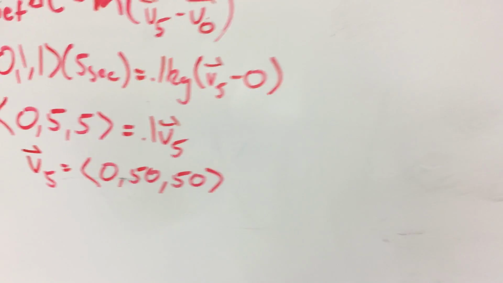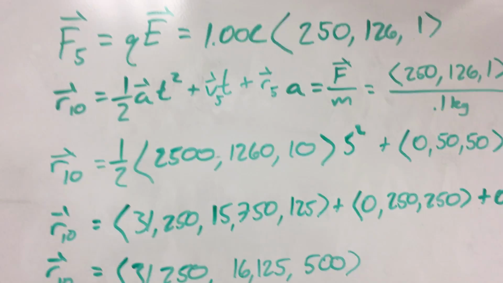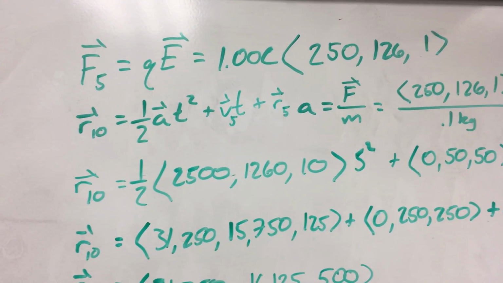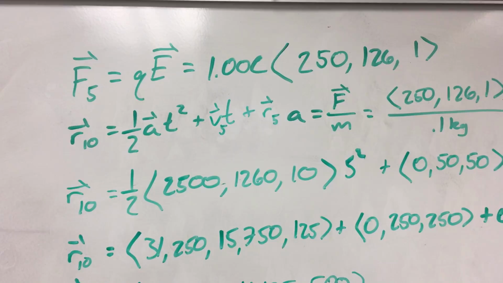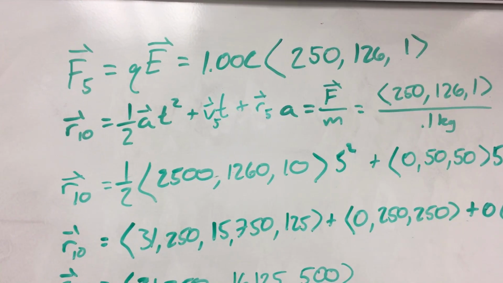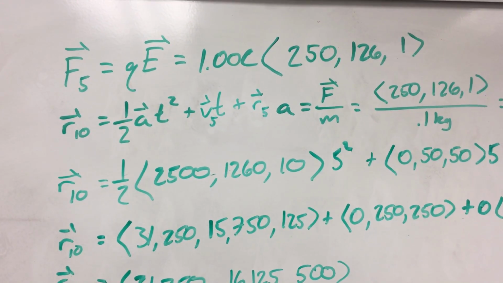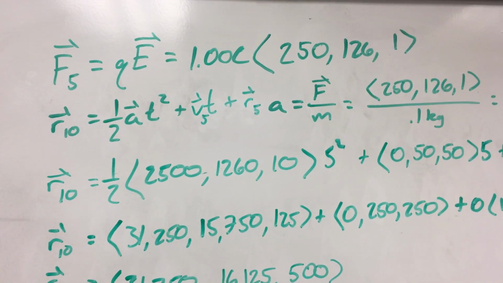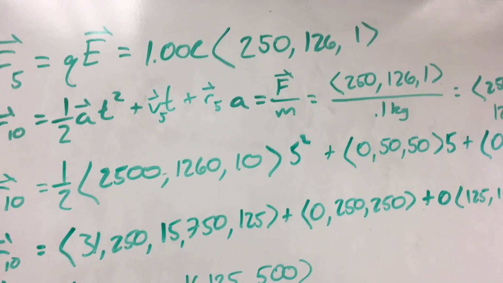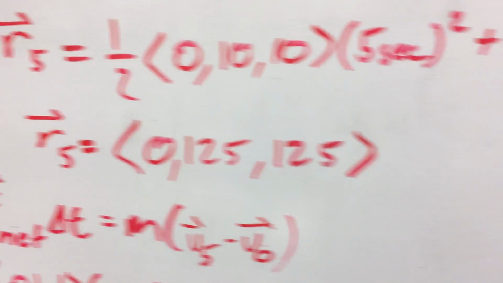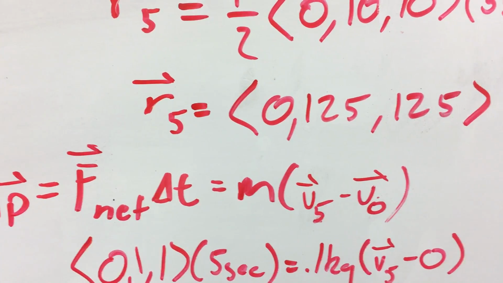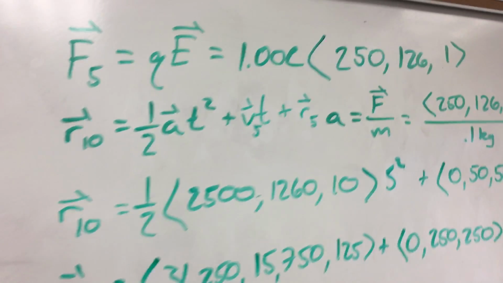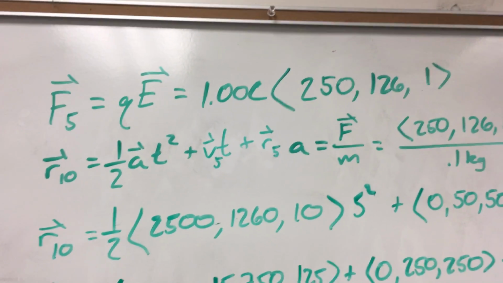So now we're going to move on to calculating position and velocity at 10 seconds, but we need to start with our force at 5 seconds. So we do the same thing we did before, but instead of plugging in the origin to our electric field equation, we've plugged in the point that we found over here to give us this vector.